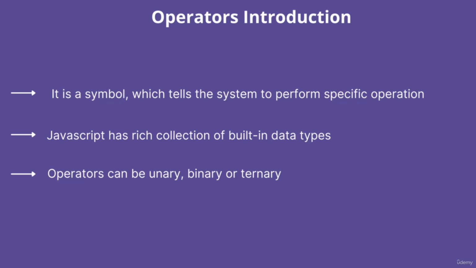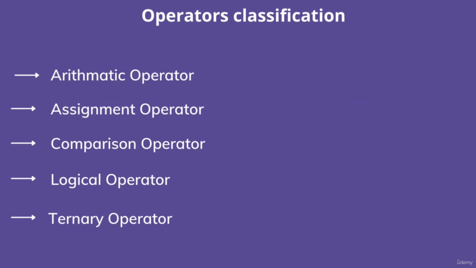In JavaScript, we have a vast list of operators, and using individual operators we can perform specific tasks. On the basis of the operands, these operators can be classified as unary operators, meaning single operand operators, binary operators, meaning operators having two operands, or ternary operators, meaning operators having three operands.